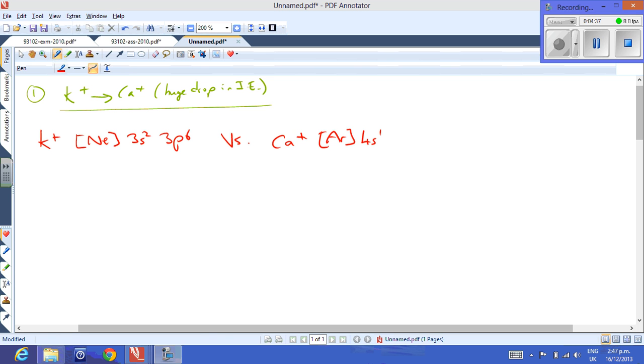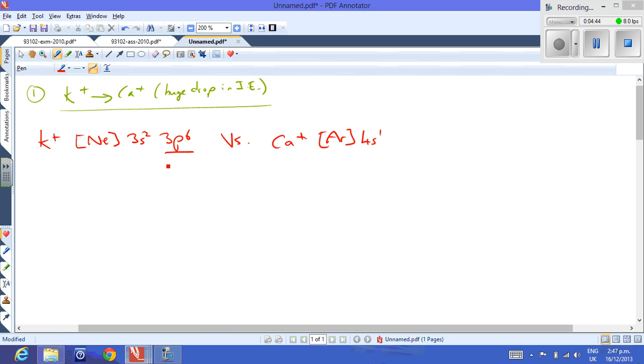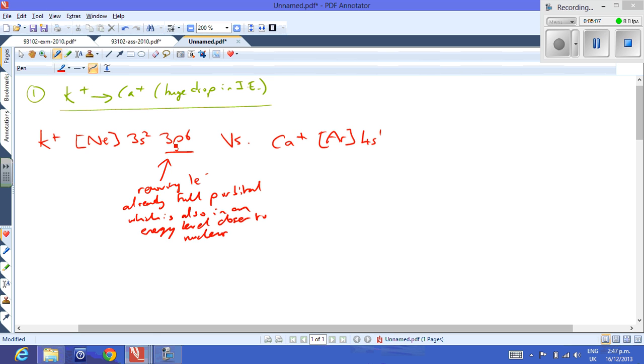So hopefully it's evident now that to further ionize calcium positive, you need to remove an electron. First of all, you're removing one electron from an already full p orbital. Six electrons means it's full, which is also in an energy level closer to the nucleus. So energy level 3 is closer than energy level 4, which is the state that calcium plus is in.